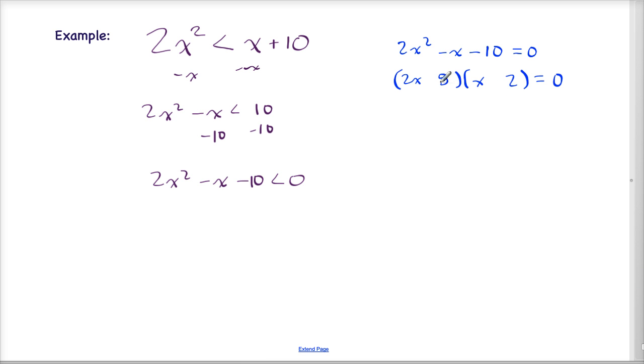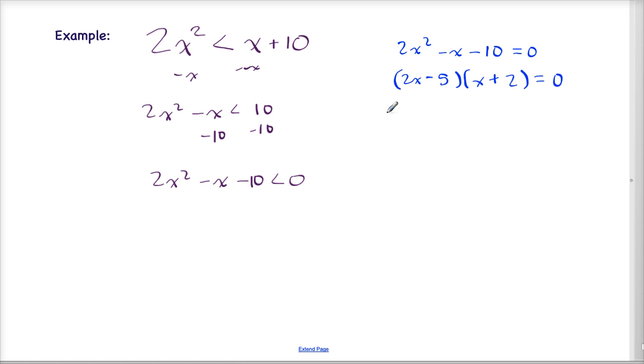Now I got to figure out the signage because I want to get this to be negative x. If I put a negative here, I'd have negative 4x, and then here would be the positive. That'd be plus 5. So that'd be 5 minus 4, that'd be plus 1. So I have to put the negative right there and the plus right there so that I have 2x times x is 2x squared. Negative 5x plus 4x would give me negative 1x. And negative 5 times positive 2 would give me negative 10.